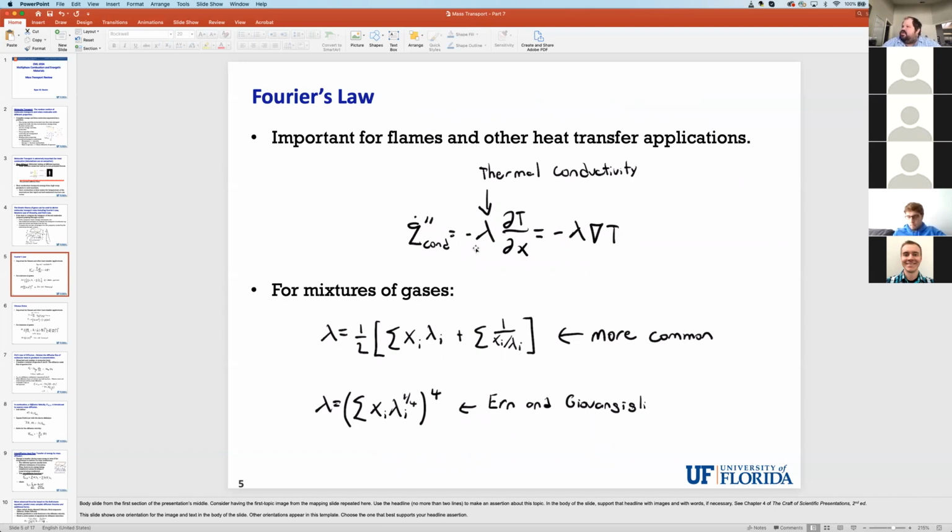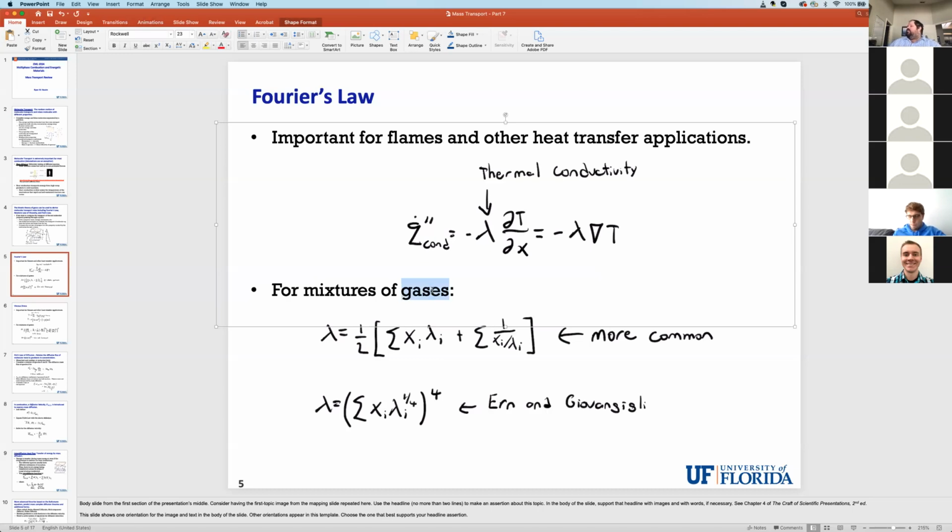That's equal to minus the thermal conductivity times dT/dx. This is straight up Fourier's law in one dimension, and generalizing to a multi-dimensional flow, it is minus the thermal conductivity times grad T. I know in your heat conduction classes thermal conductivity was traditionally k, but in combustion it's traditionally lambda. Most, if not all of you, should have seen this before, so I'm not going to belabor this point.